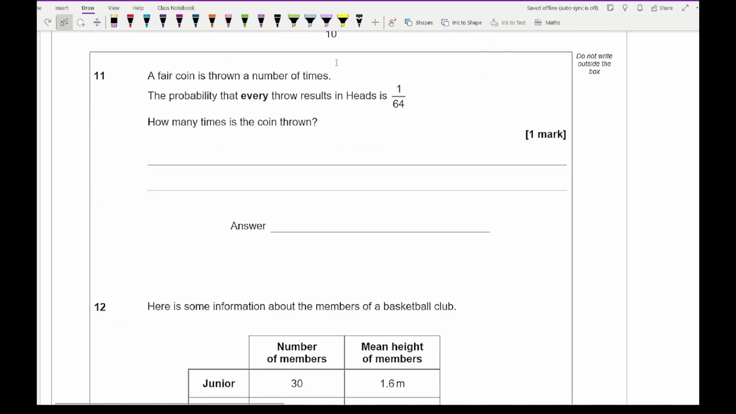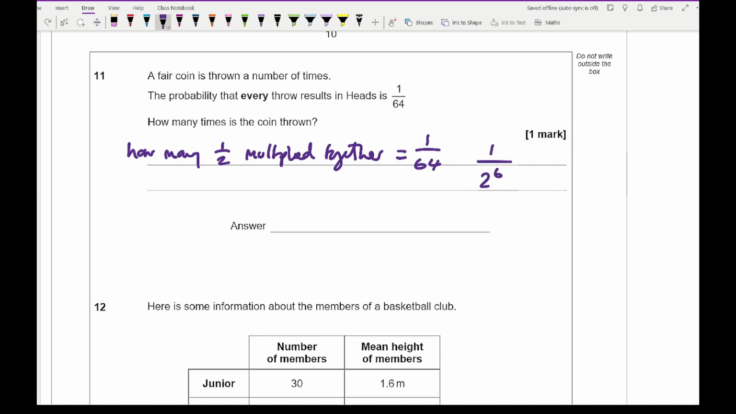Moving on to question 11, it says that a fair coin is thrown a number of times. The probability that each throw results in a head is 1 out of 64. How many times was the coin thrown? Well, for this, what we want to do is see how many halves multiplied together equal 1 over 64. Well, 1 over 64 is 1 over 2 to the power 6, and so the answer we want is going to be 6.